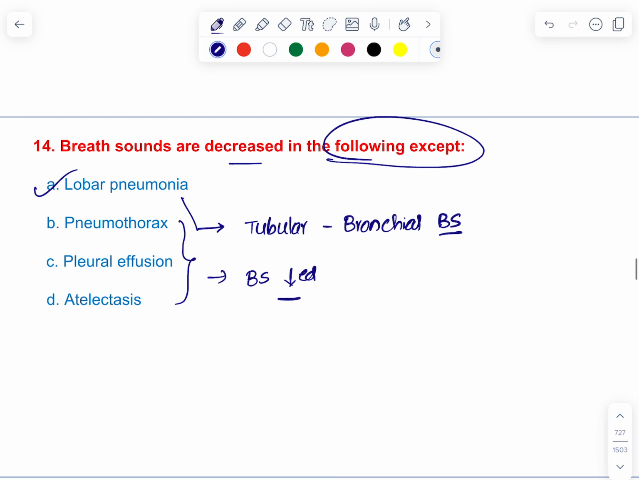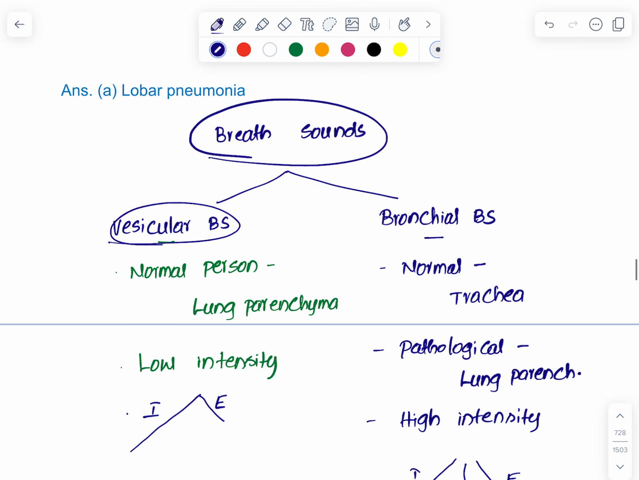So the answer here is lobar pneumonia. In lobar pneumonia, breath sounds are not decreased; they are increased. Right, next question.